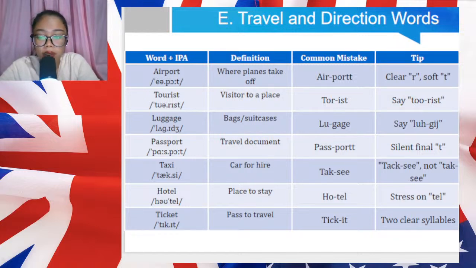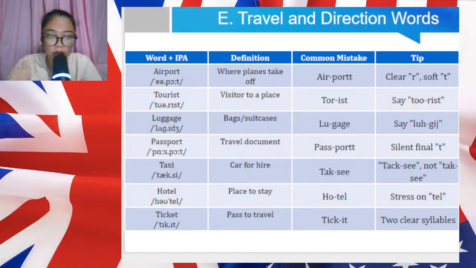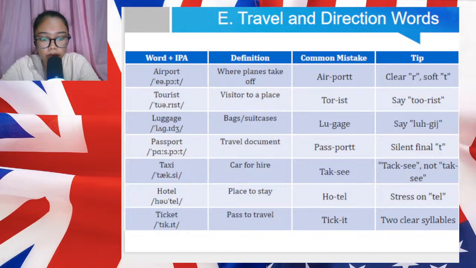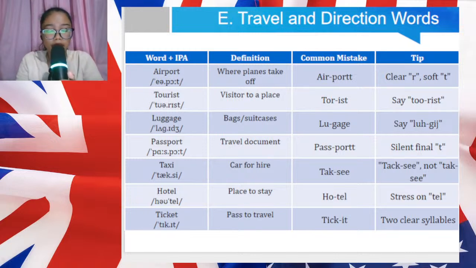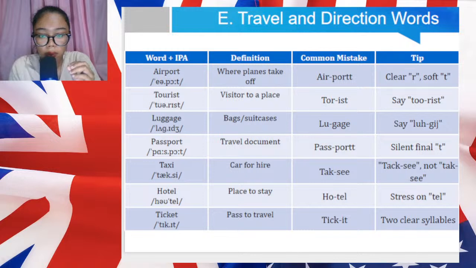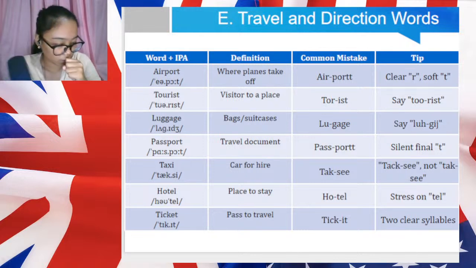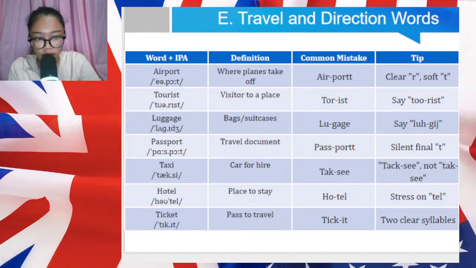Let's have the second word. You say it like this. Tourist. Again, tourist. So this is a visitor to a place. Like if you are in a foreign place, you are called a tourist. Now, the common mistake here is that English learners might simplify the less common diphthong. There's a diphthong in the first syllable, the U. So they try to simplify the less common diphthong to a more familiar vowel sound.